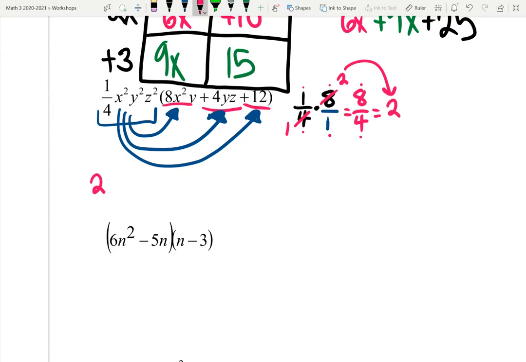Now this is just a matter of counting my x's. I have x squared and x squared. I have 4 x's total. I have how many y's? There's 1 there, 2 there, for a total of 3. How many z's? 2 here, none in this term, 2 z's. Voila! Now this is just repeat on site.